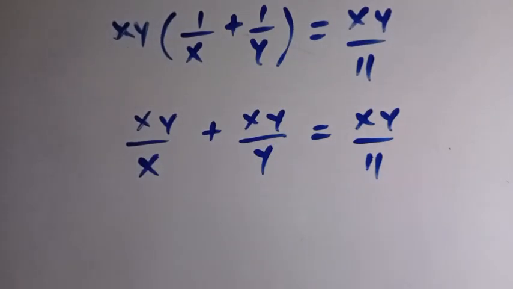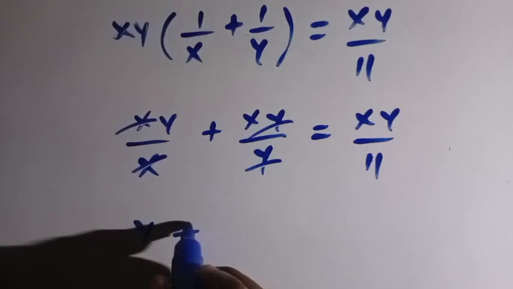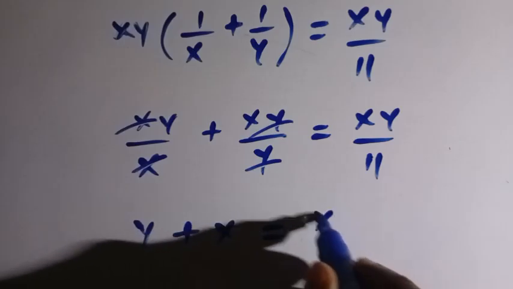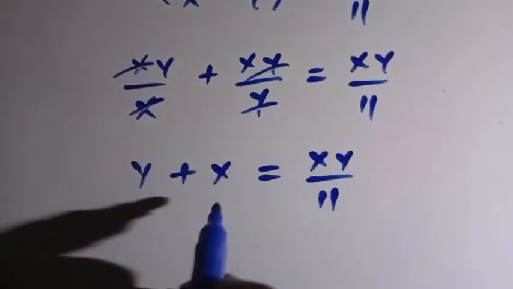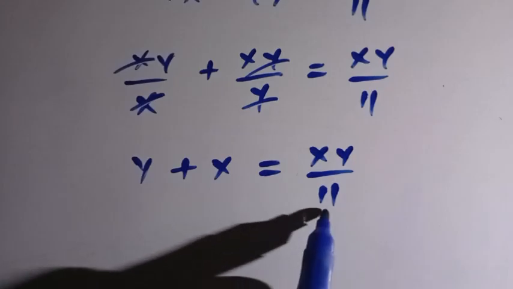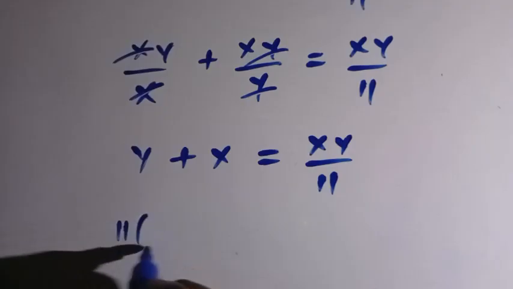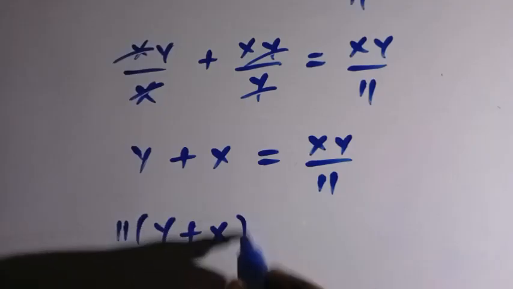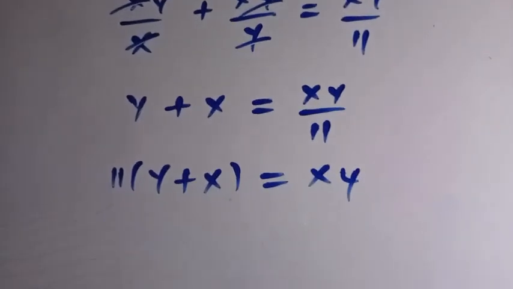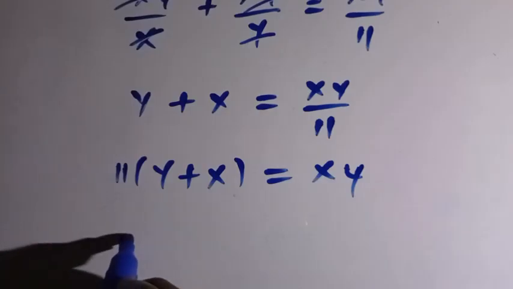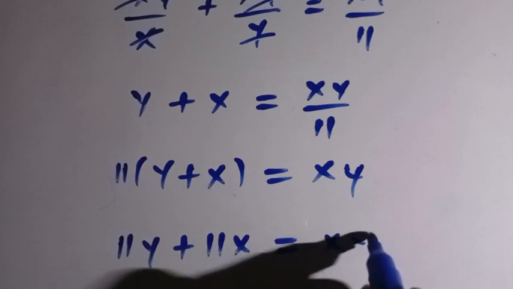Then, x cancelled x and y cancelled y. So this becomes y plus x equals xy divided by 11. Then I try and cross multiply from here. It shows that 11 is multiplying this out, and when 11 multiplies this, we are going to have 11 into bracket of y plus x equals xy. Then let's open this parenthesis. 11 times y gives us 11y plus 11x equals xy.